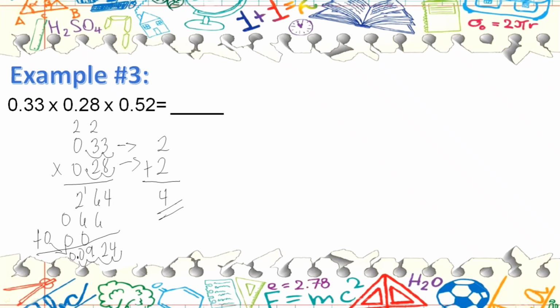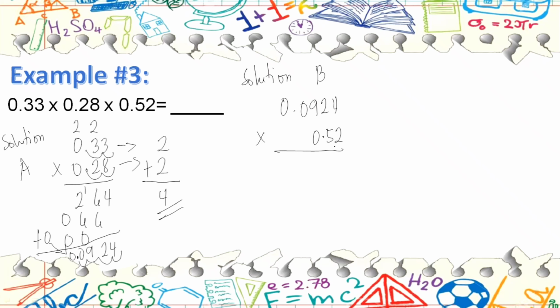Next, dahil nakuha na natin yung product ng 0.33 and 0.28, pwede na nating i-multiply yung product na yun sa 0.52. So, magkakaroon tayo ng solution B. So, ito yung ating tinatawag na solution A. So, dito naman tayo sa solution B. Sa solution B, yung product na 0.33 at 0.28, i-multiply natin sa 0.52. Susulat lang natin yon. 0.0924 times 0.52. Then, multiply lang natin yan as whole numbers.